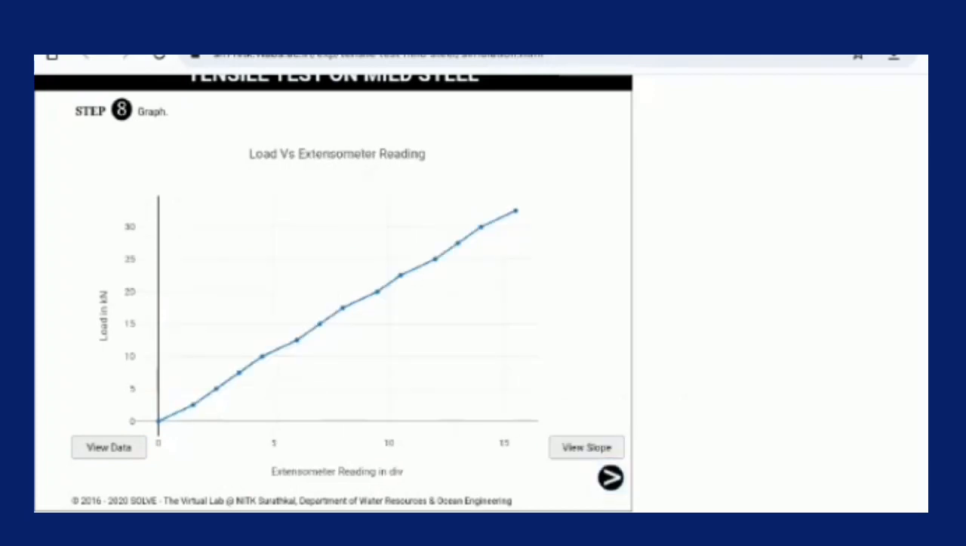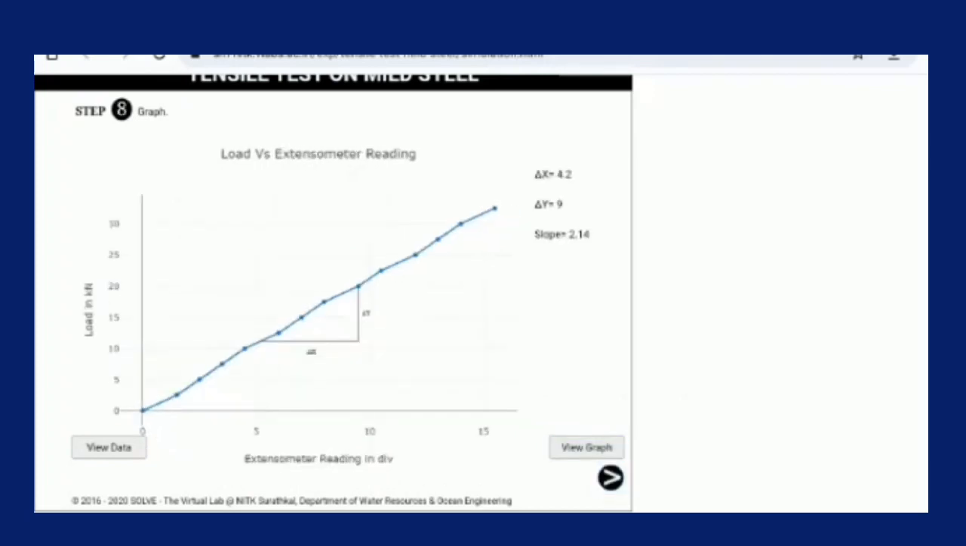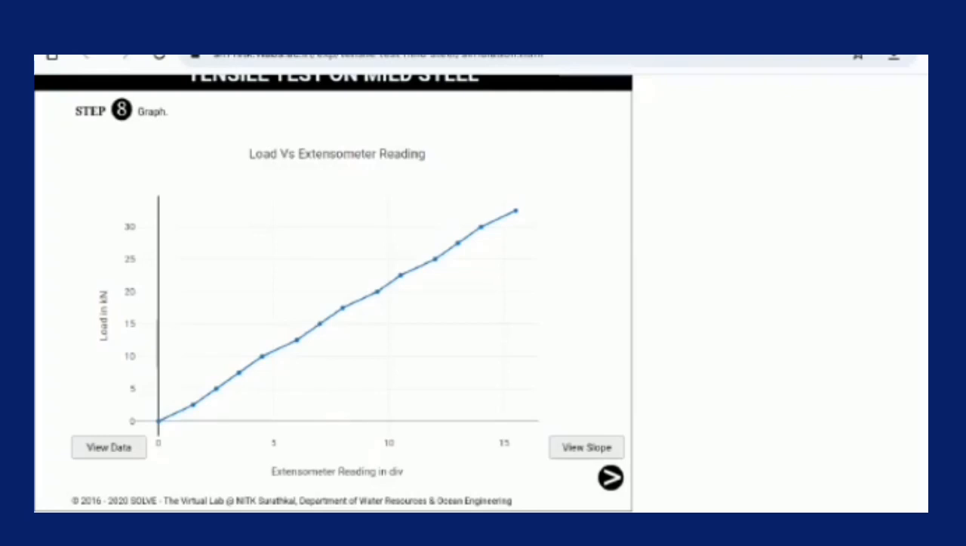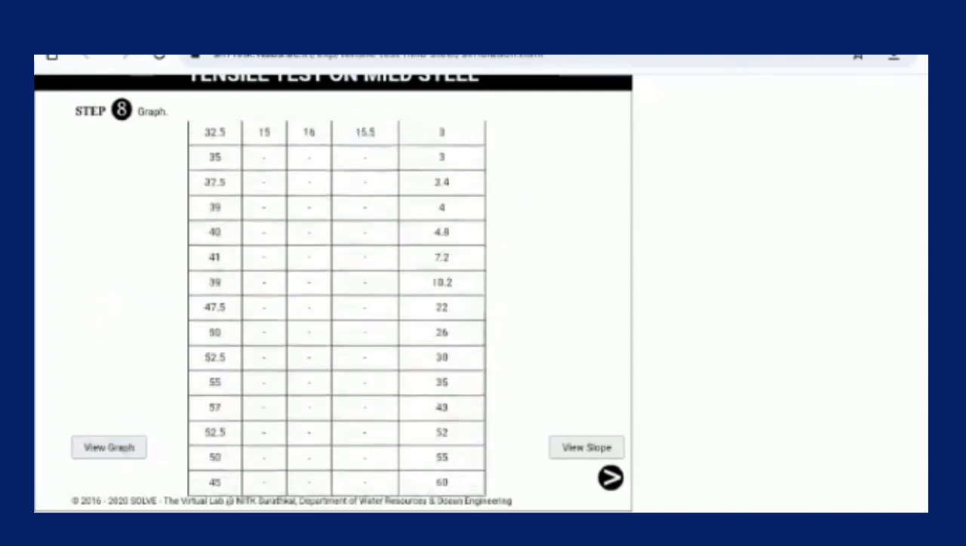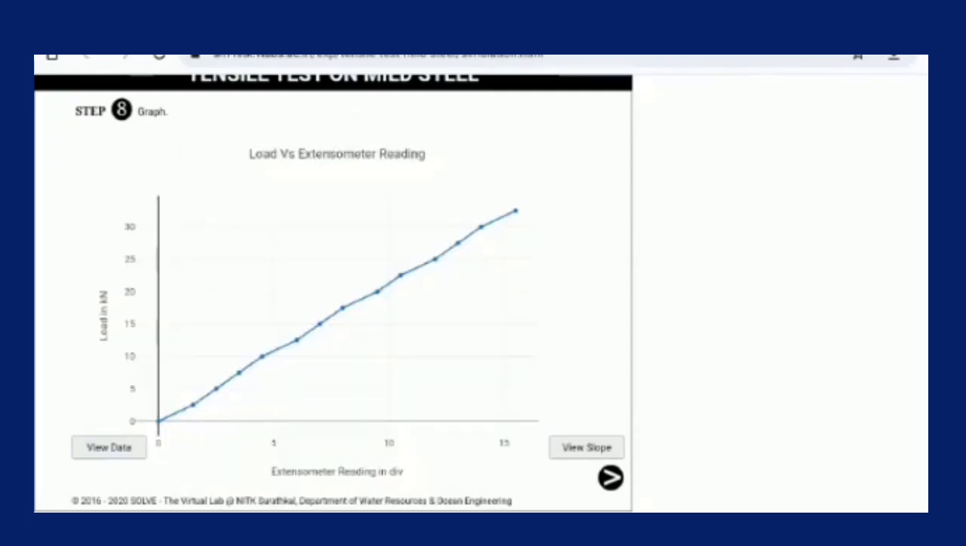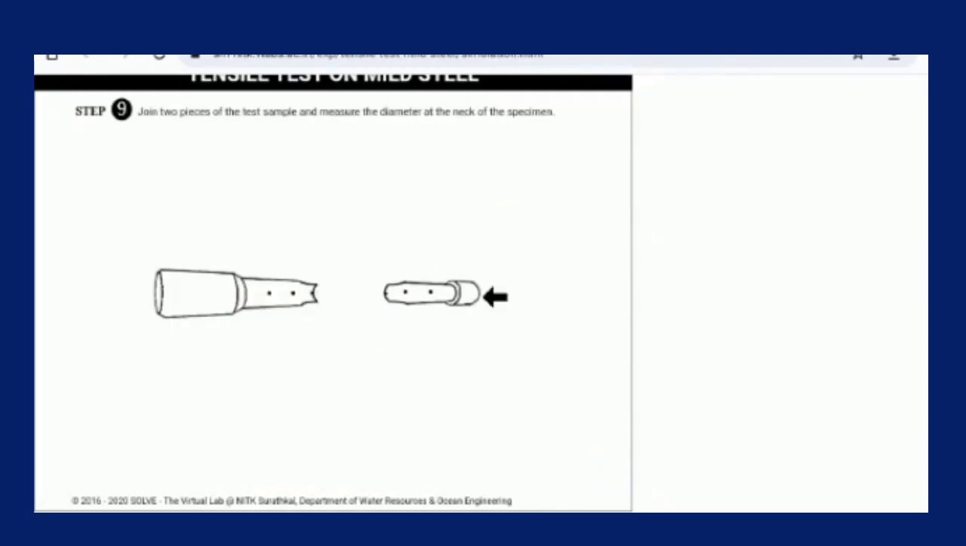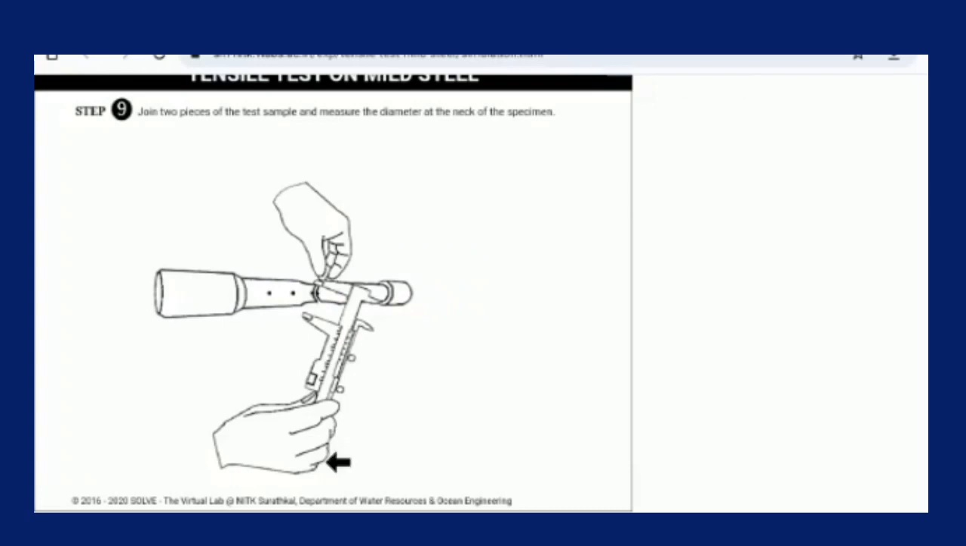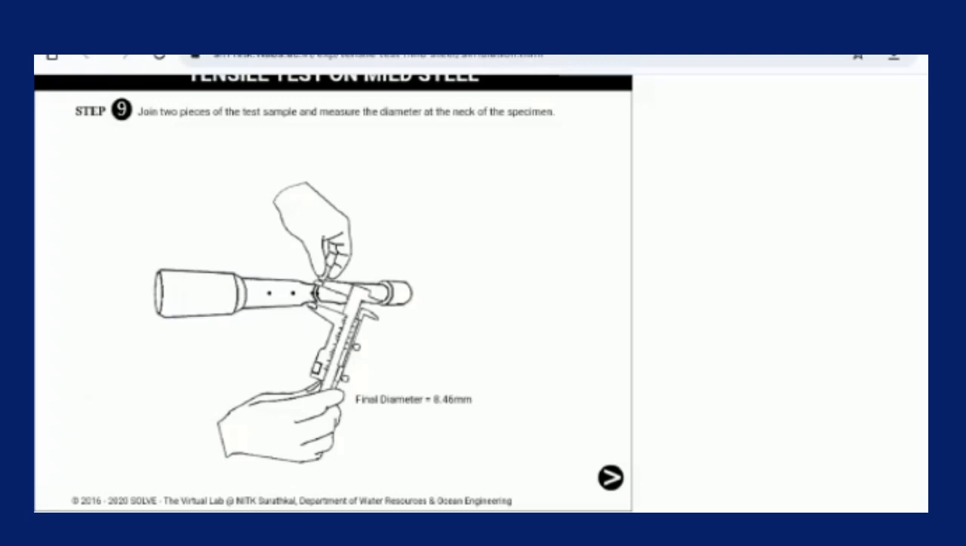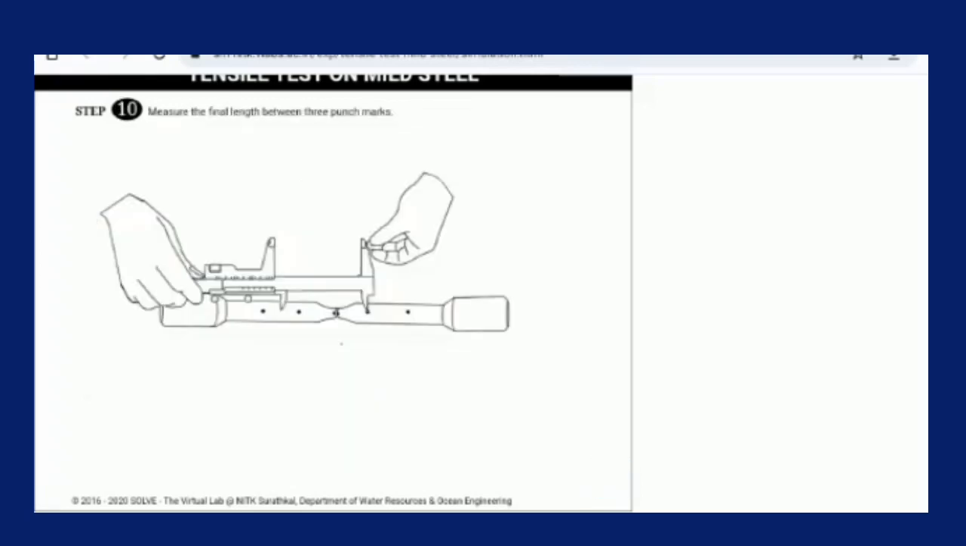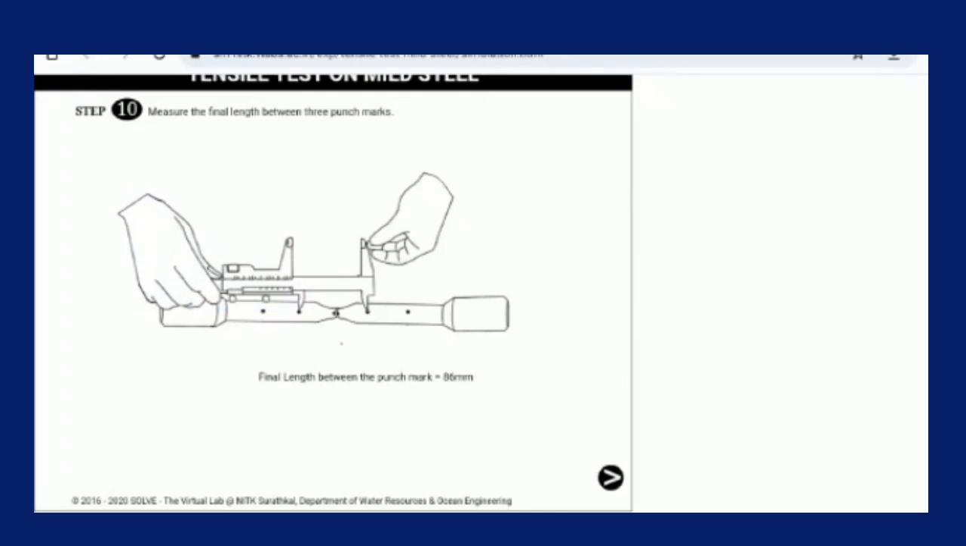Step 9. Join the two pieces of the test sample and measure the diameter at the neck of the specimen. So the final diameter is 8.46 millimeter. Step 10. Measure the final length between the three punch marks. So the final we get is 86 millimeter. So we can do the calculation later.